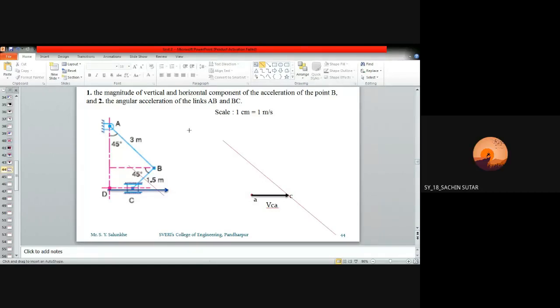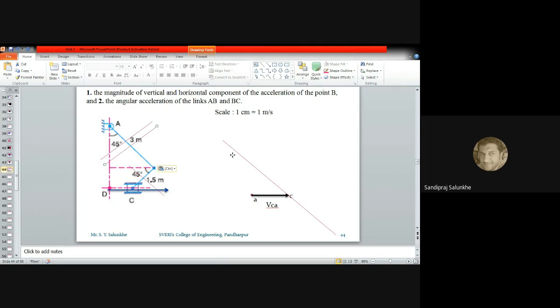Velocity of AB. Now, we don't know B, we don't know A. Is it right? A माहिती आहे का B माहिती आहे आपल्याला? Yes, sir. Velocity of AB साठी A माहिती. A माहिती आहे.